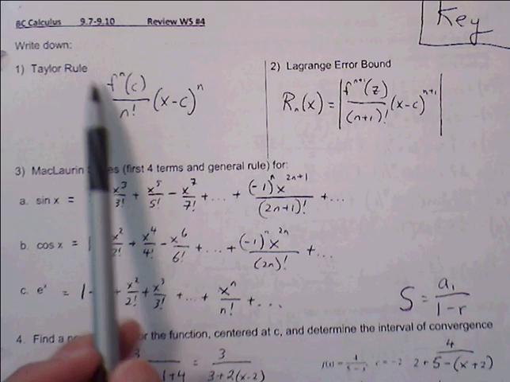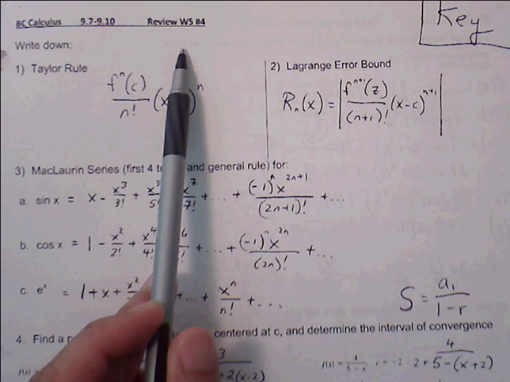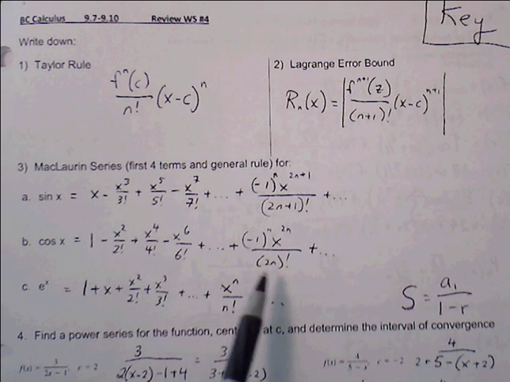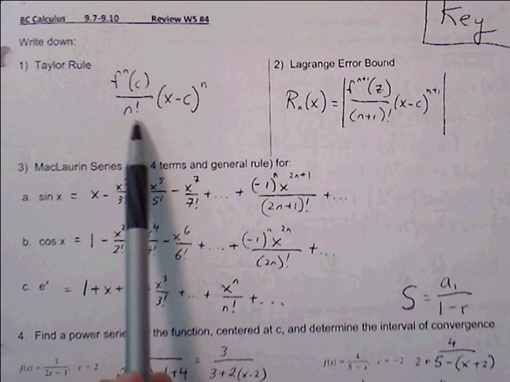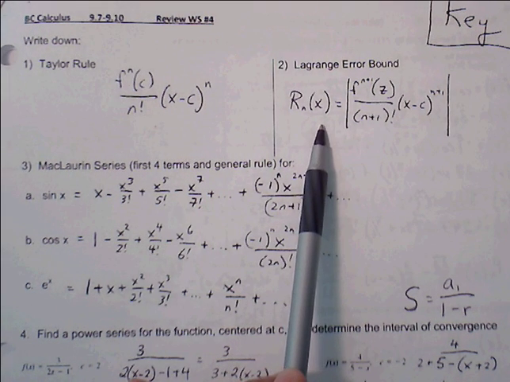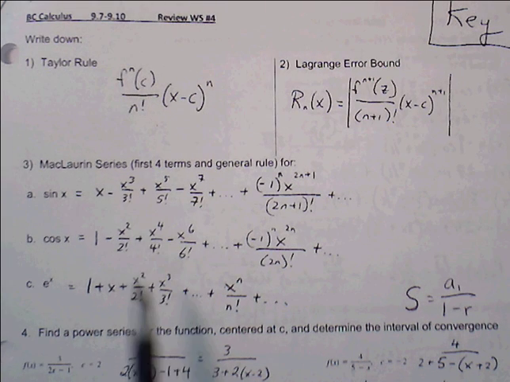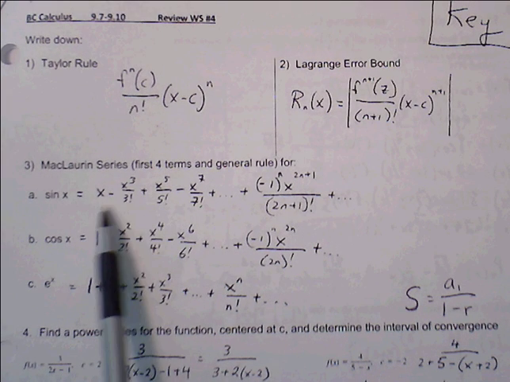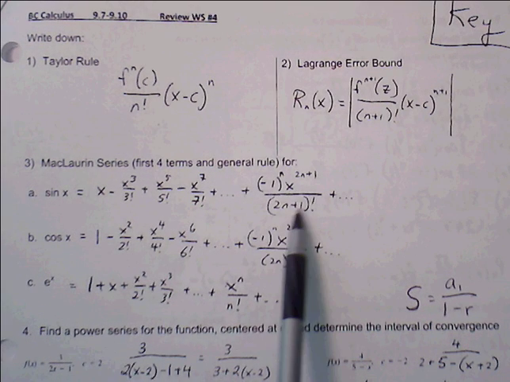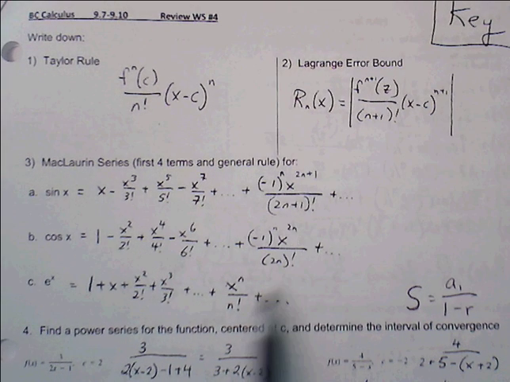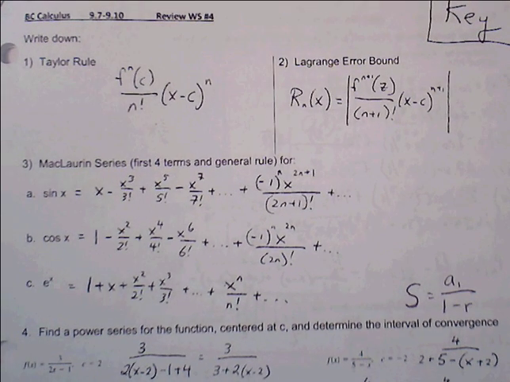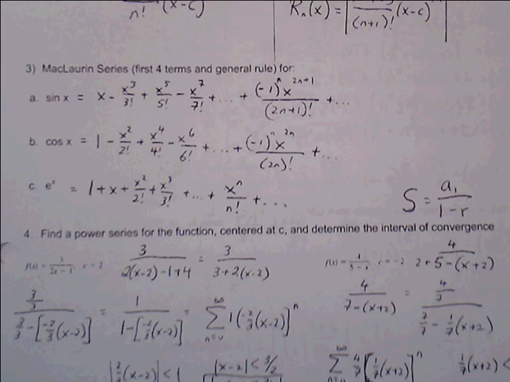We're looking at the 9.7 and 9.10 review worksheet number 4. These are just review items that will be helpful and useful to know. Here's the Taylor rule, the Lagrange error bound, and here are the three most common Maclaurin series that we need to be able to write out and memorize, as well as the general rule that goes with these Maclaurin series. All right, let's look at number 4 here.